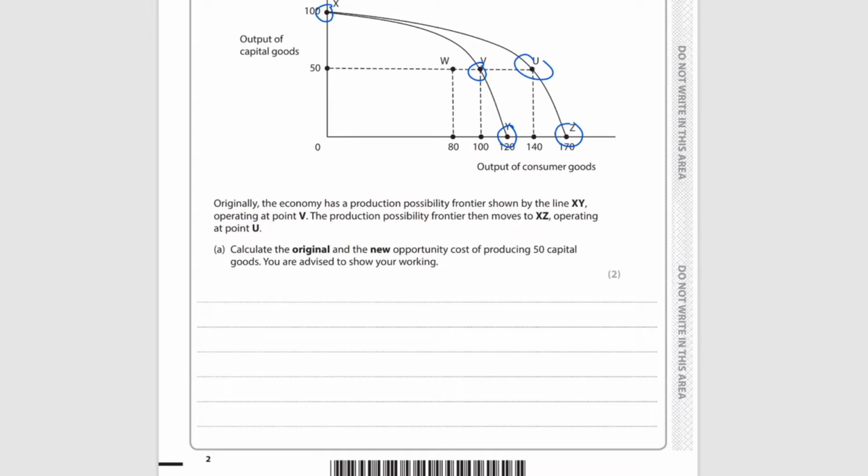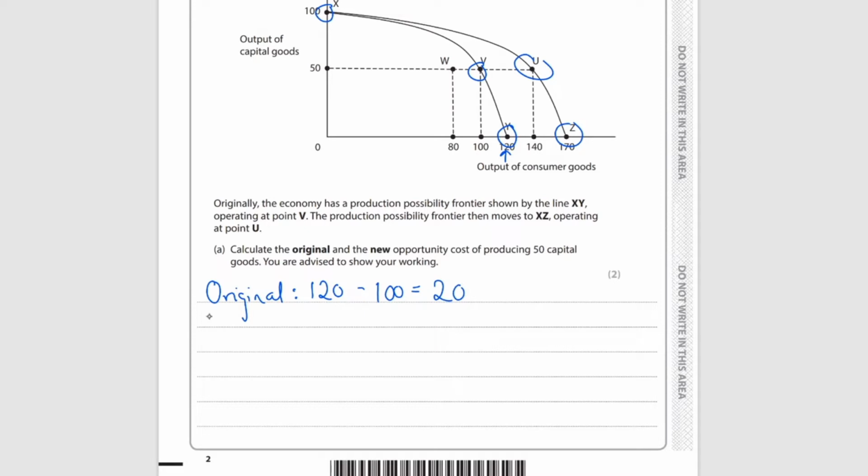Okay, so when we are looking at opportunity cost, it's the value of the next best alternative foregone. But in this instance, what we're looking at is if we produce 50 capital goods, what's the cost in terms of the amount of consumer goods we could have produced? So if we start off with the original amount, I need this figure 120. That is the maximum that I could produce, minus the point at point V, which is 100. And so that is 20.